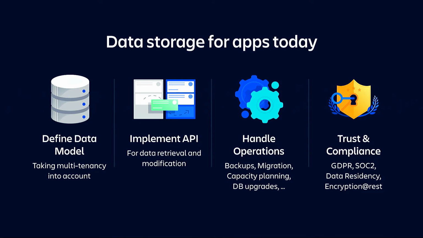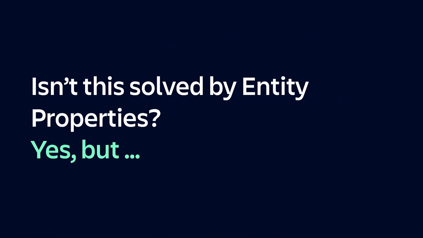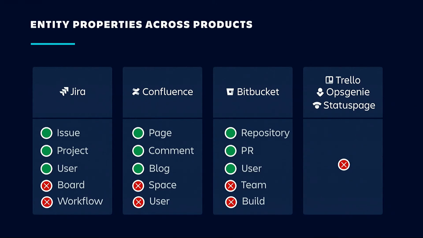But you might ask, we already have a solution for that. Isn't this solved by entity properties? And yes, that is true to some extent. But if you take a bit of a closer look, you will notice some gaps here as well. For one, we think of Forge as a set of capabilities that works across all of our products, not only Jira and Confluence. And if you think about Trello, Opsgenie, Statuspage, at least to my knowledge, there are no corresponding APIs there that would allow you to essentially associate some data with an alert or an incident. And even within the other products, if you look a bit closer, you find some resources that are not covered.